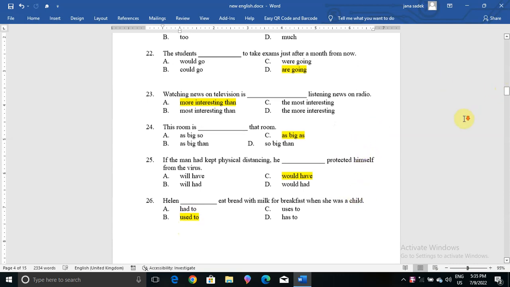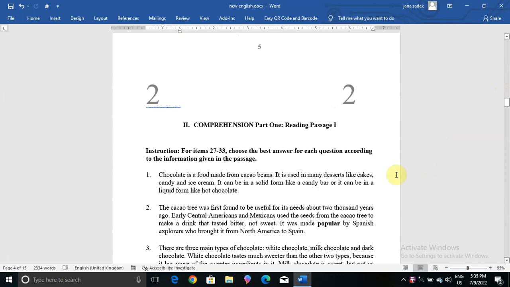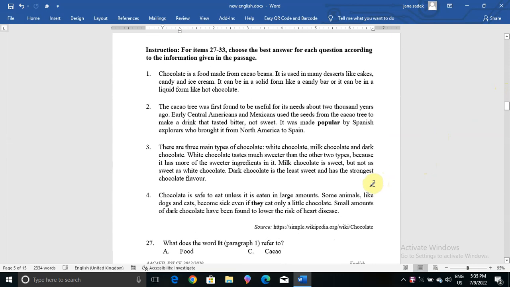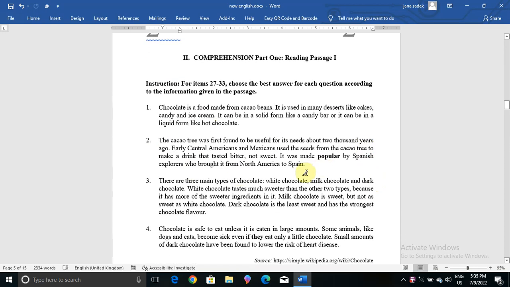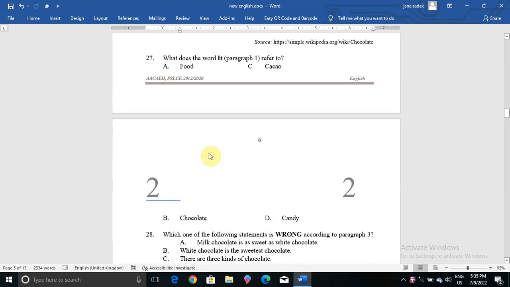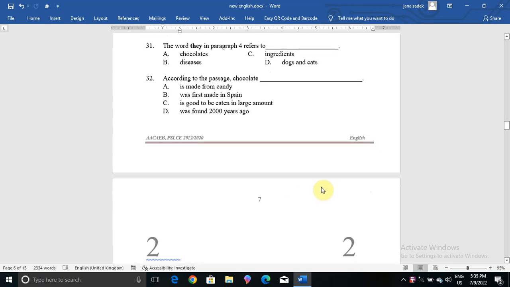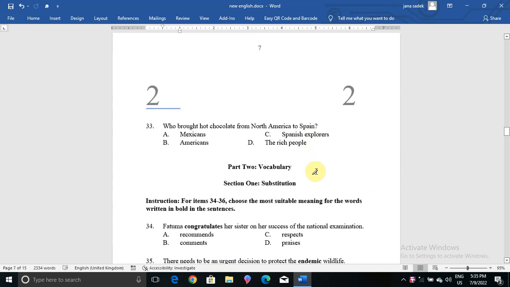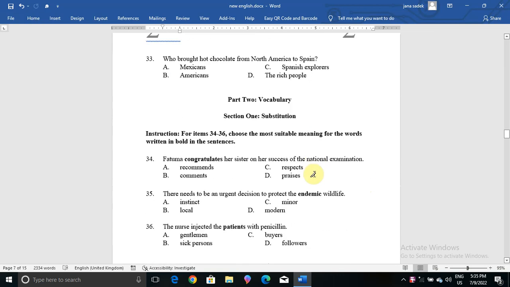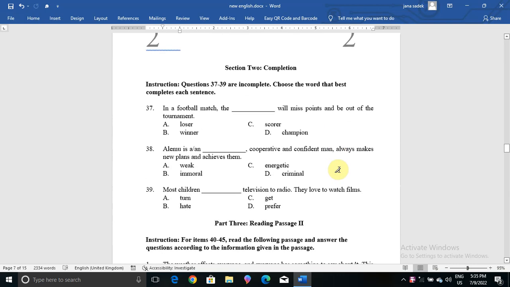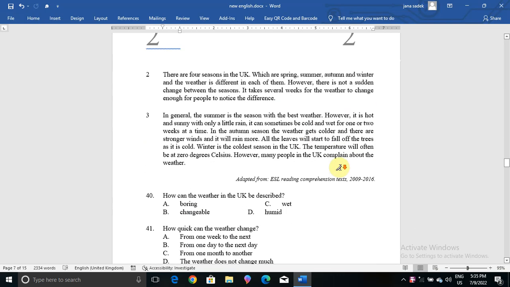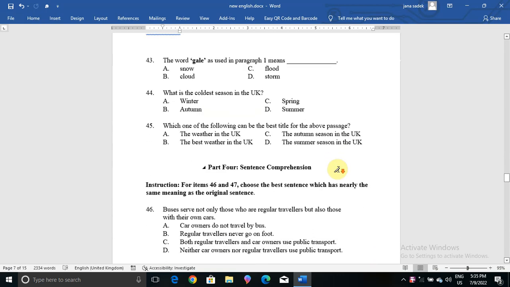Okay. Now the passage, we are going to skip it because it will be better if you read it by yourself and answer the questions by yourself. We are only going to make the answers for the grammar part. All of these are passages and their questions.